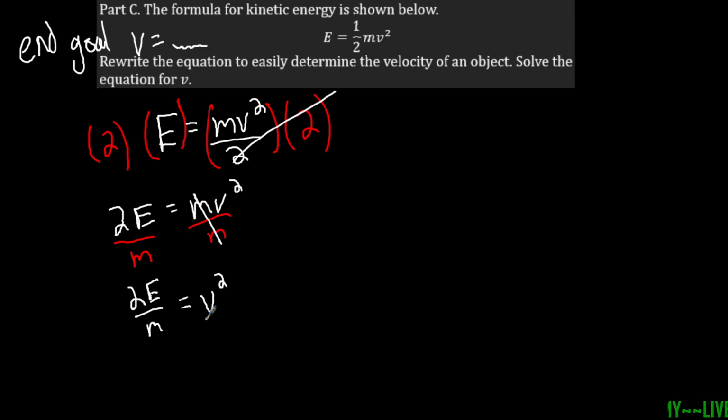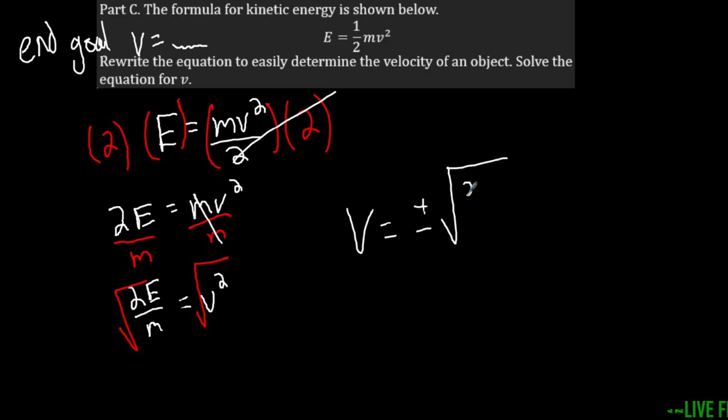And if you remember on that part A that we did, when we have an exponent 2, we have to take a square root, but when we take a square root, you need to have 2 answers. So I'm going to say square root of both sides, and that will give us our answer. v equals plus or minus square root of 2E divided by m. That's going to be our final answer.